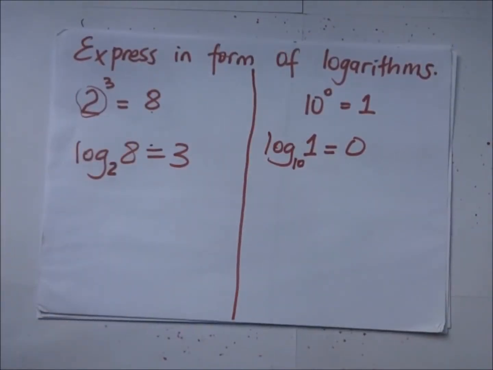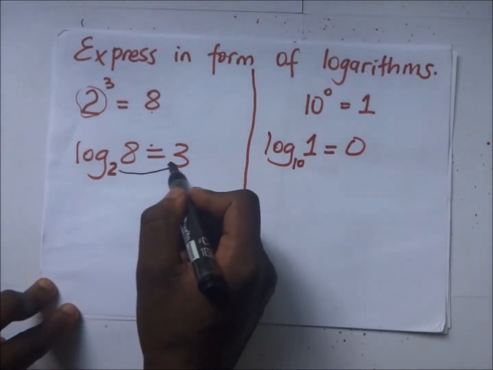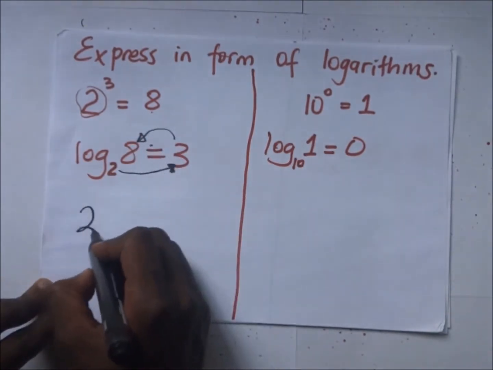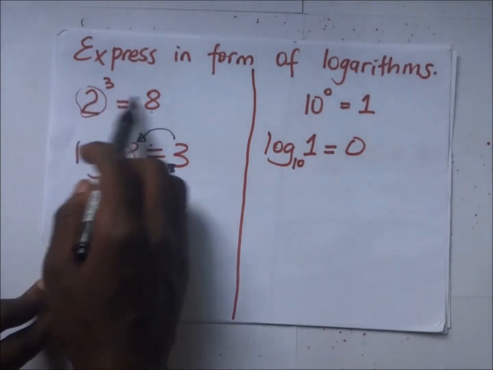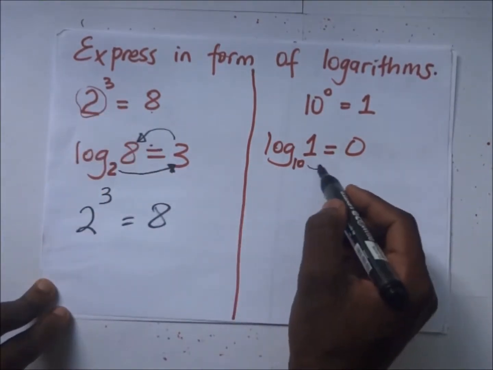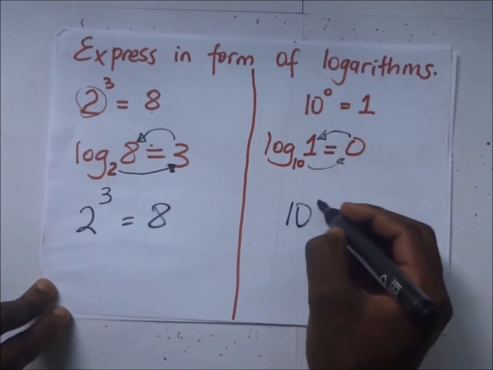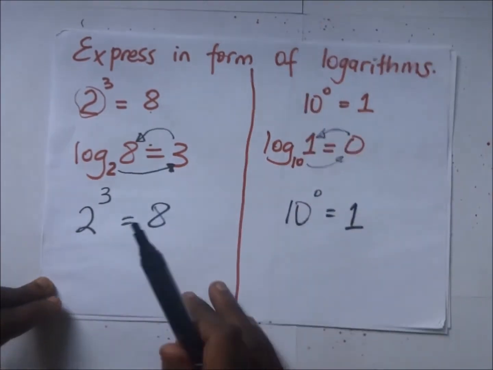Now, if you look at these numbers that we've just done, if you are to try and convert them back to index form, this is the pattern. So the pattern here will be 2 to the power 3 is supposed to give us 8. 2 to the power 3 is equal to 8. And this one takes us back to this. Likewise here, 10 to the power 0 is equal to 1. It takes us back to that.